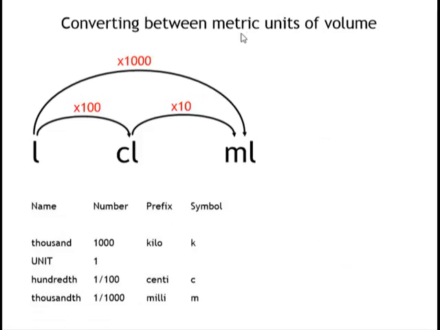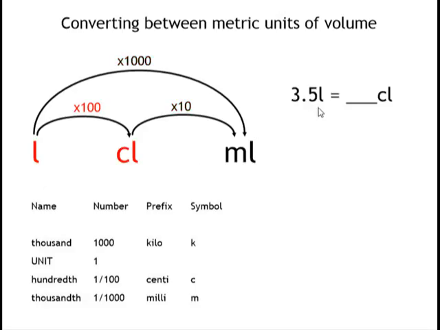Okay, now let's have a look at it with the metric units of volume. Now my base unit here is the litre. We know that centi means 1/100, so there are 100 centilitres in 1 litre. 1 multiplied by 100 is 100. And we have the millilitre here, and we know that milli means 1/1000. So there are 1,000 millilitres in 1 litre. 1 multiplied by 1,000 gives me 1,000.